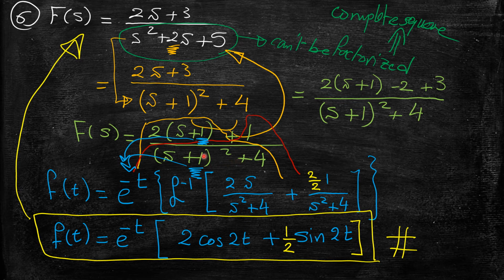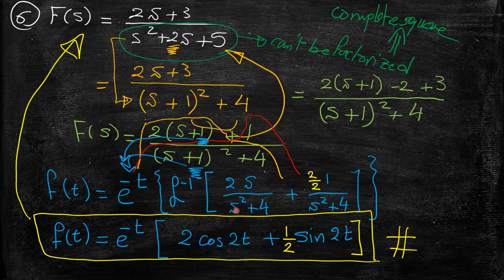cosine and sine, but with the shifting already seen here, which is s + 1. Remove the s + 1 to return back to just s by taking this exponential out, which is e^(-t). And then we will have this simplified formula to get the Laplace inverse.